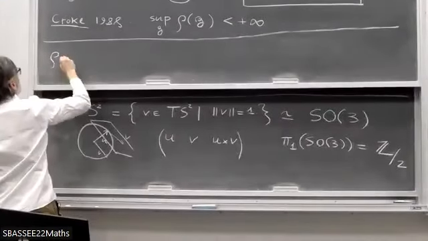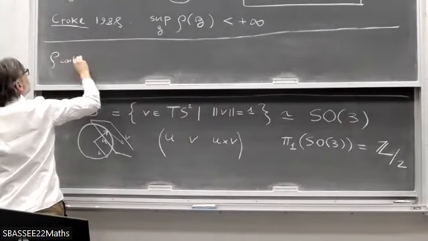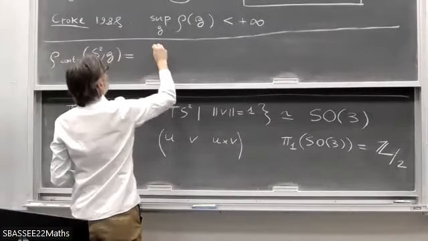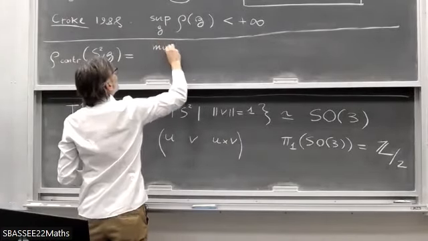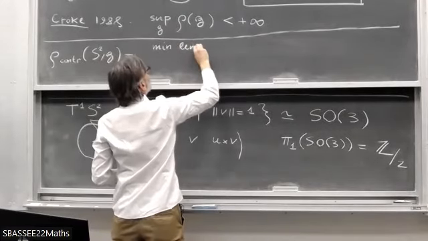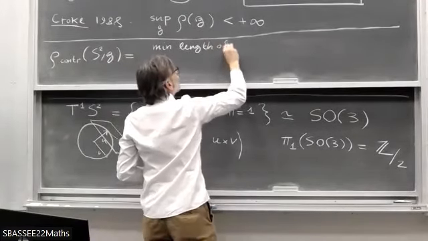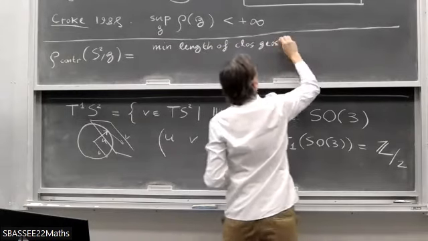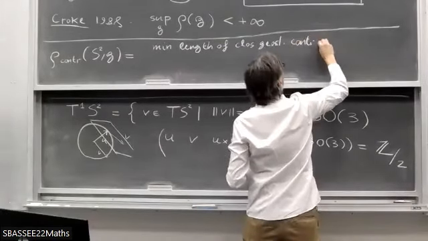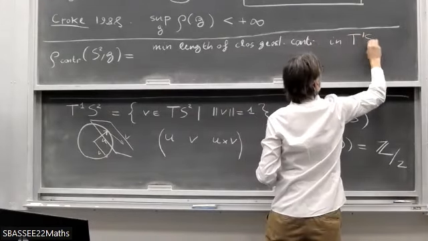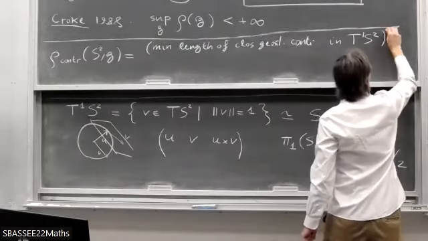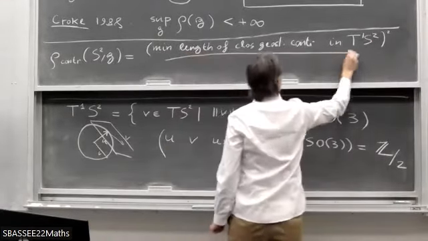Then here, one could define the contractible systolic ratio, which is the same thing, but I look at the minimal length of closed geodesics which are contractible in T1S2, when lifted there. Again, I square it and I divide by the area.